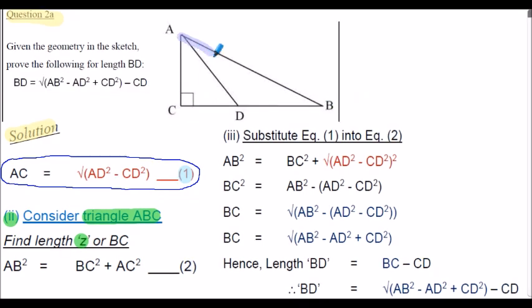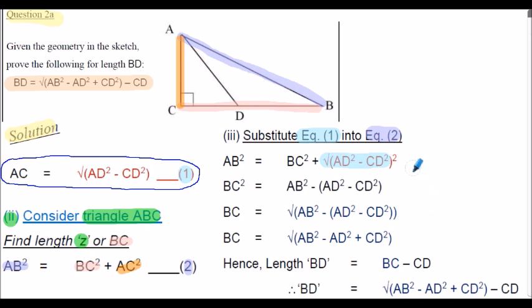So length AB squared, so hypotenuse shown here, is equal to length BC squared, that's actually dimension Z, added to length AC squared, shown here. I've called that equation 2. So now I've got two equations. I'm going to use the substitution method here, and I'll substitute equation 1 into equation 2. So here's equation 1 inserted into equation 2. And notice here that the square root and the squared operation cancels.